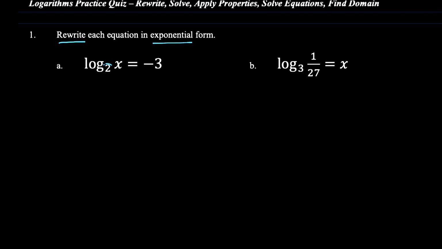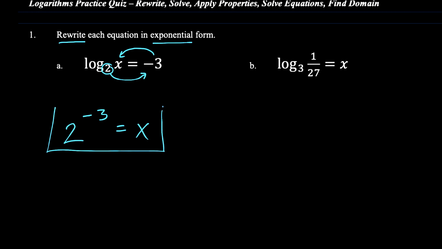So we see the base is 2. We're going to raise it to the -3, and it's going to equal x. It's just saying to rewrite, so we're not going to solve anything. We're going to do what it's asking. So it's going to be 2 to the -3 is equal to x. If we really wanted to solve it and go a little bit beyond, we can simplify what 2 to the -3 is. We should know that 2 to the -3 means 1 over 2 to the 3rd, which is 1/8.